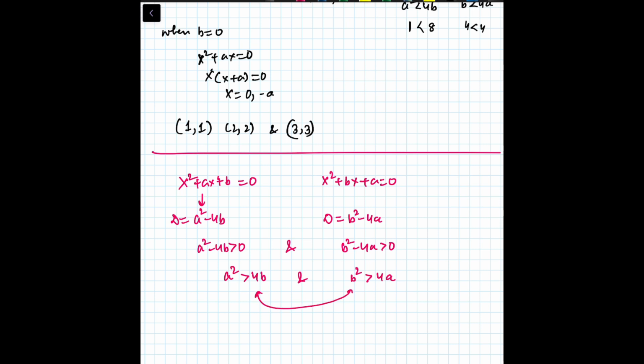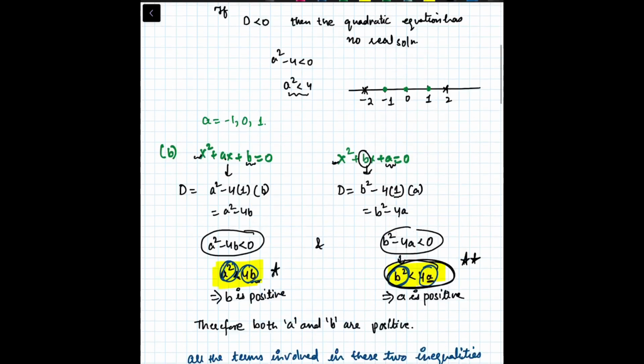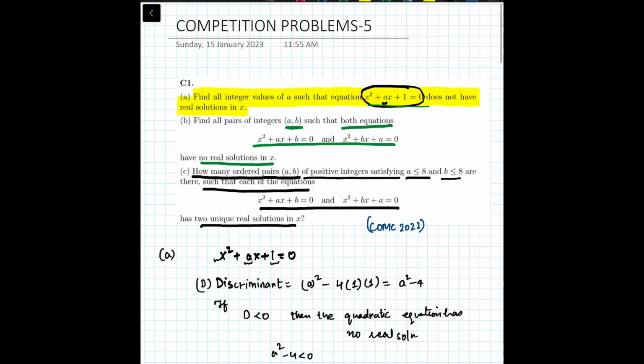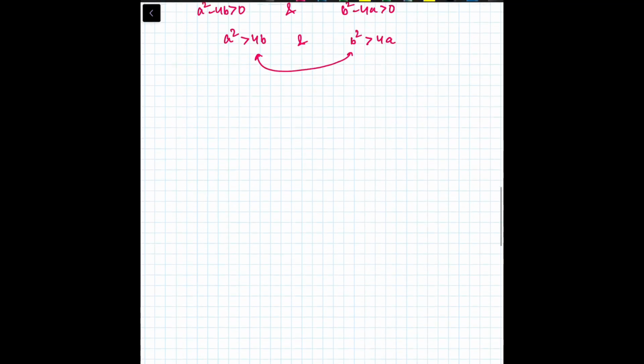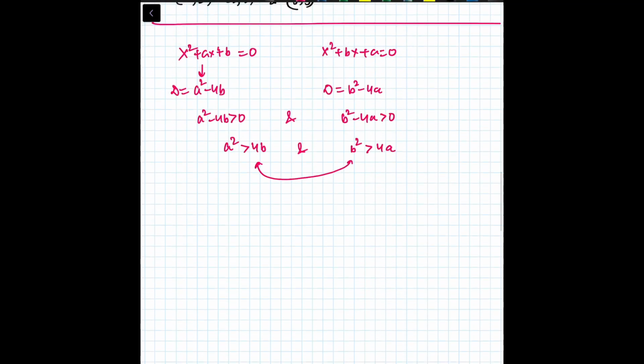So from here, we can just multiply all your equations, right? If you read your statement again, it says positive integers. So a and b are already positive, right? In the last case it was not mentioned, but here it is mentioned. So you don't have to worry about whether your a and b are positive or negative.